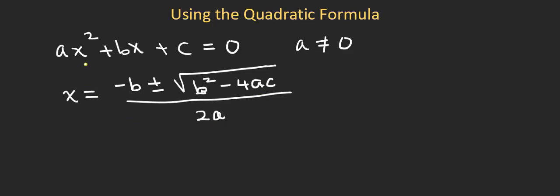a is the coefficient of x squared, b is the coefficient of x, and c is a number. And all you've got to do is plug it into the formula to get the value of x.